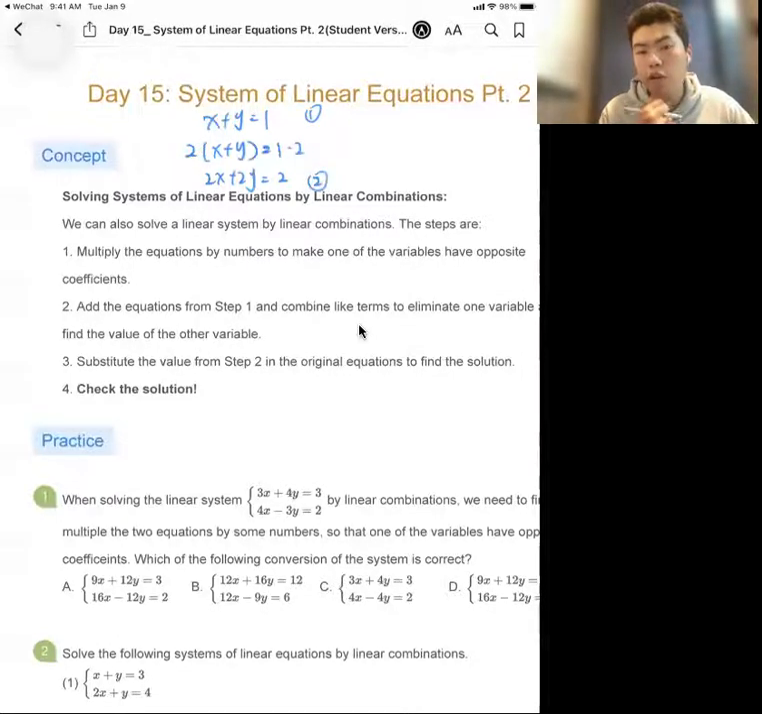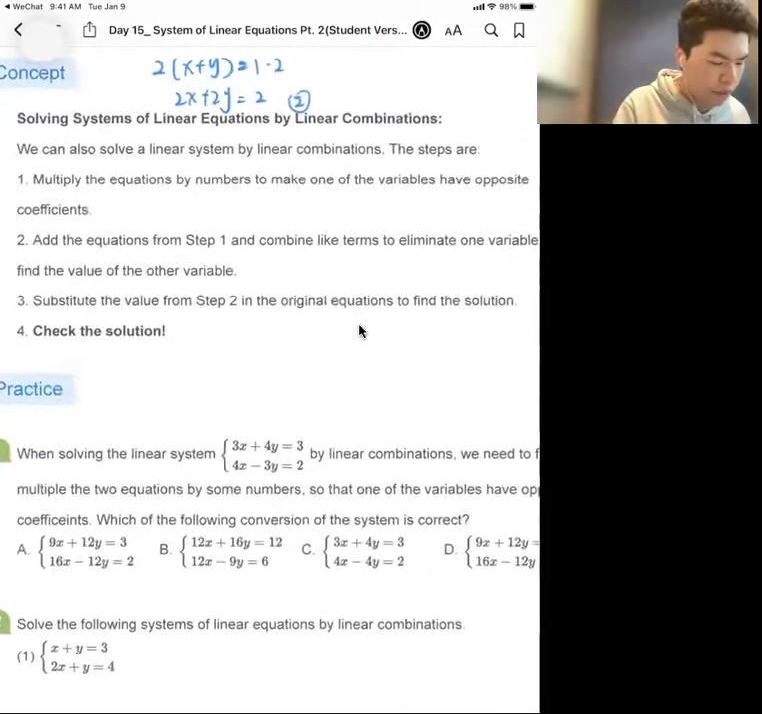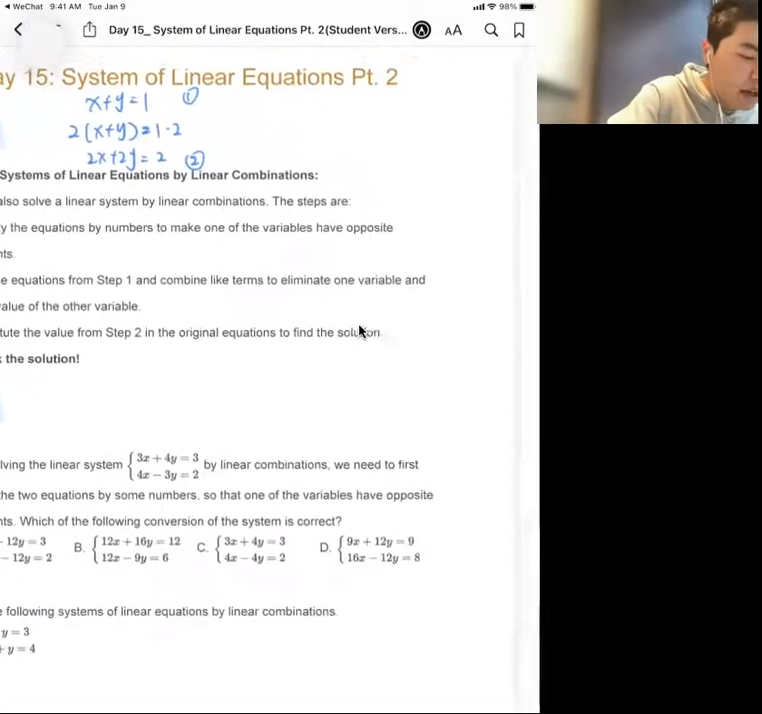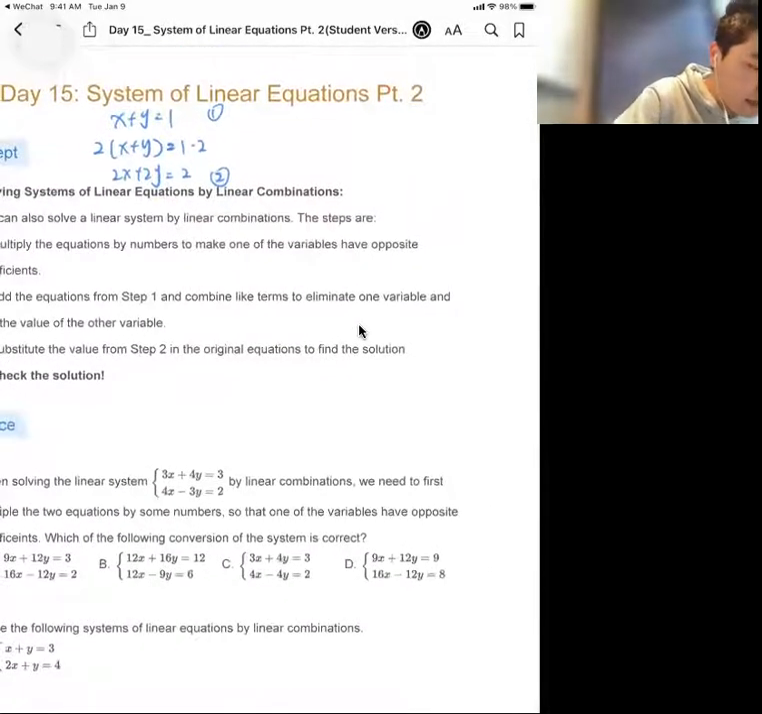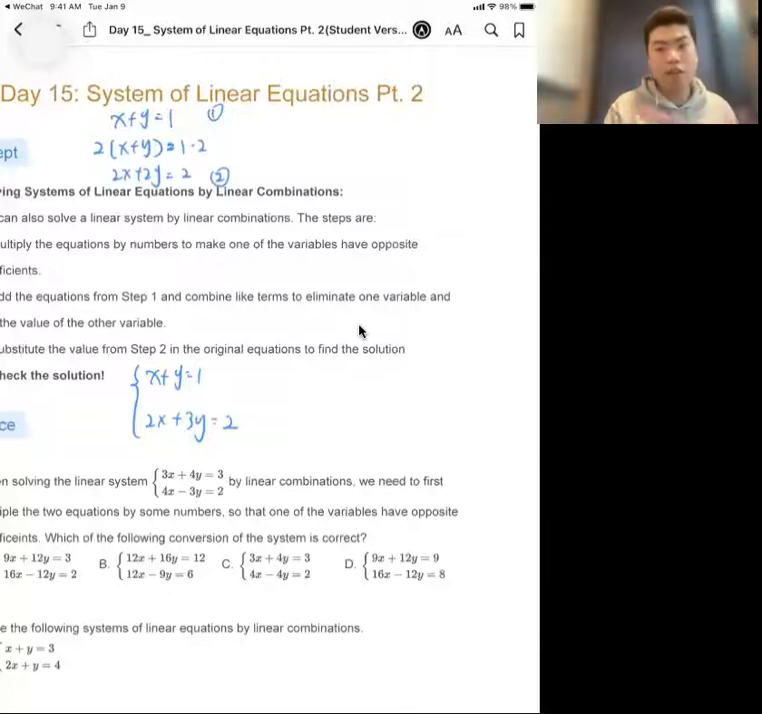Why do we need to do a transformation like this? That is because in a linear system, we can actually reduce the number of variables we have by using linear combinations, okay? So let's see what we can do. Let me give you an example. Suppose I have x plus y equals 1, and 2x plus 3y equals 2. I just made up a linear system, and let's see how we can use linear combinations to solve this one.